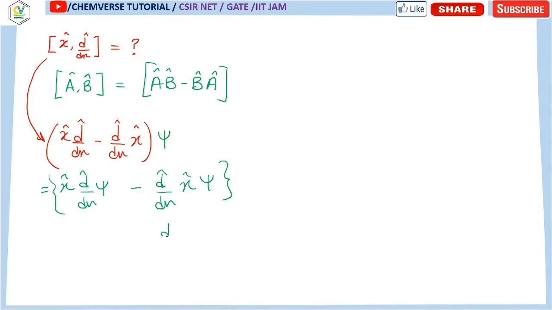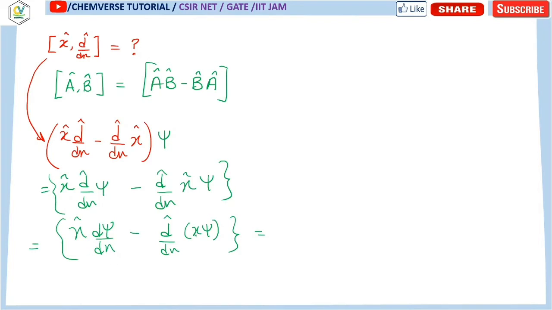So it is nothing but your function d/dx into xψ, minus, this is the operation of the derivative operation, so it is nothing but dψ/dx into x factor. So this will be the expression. Clear?